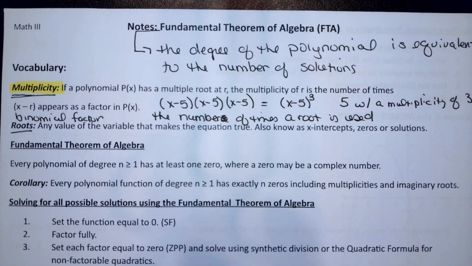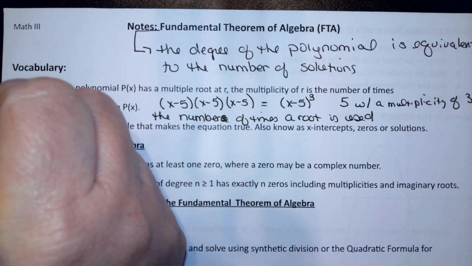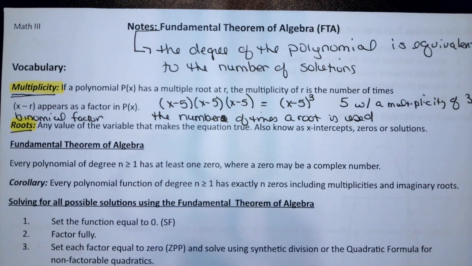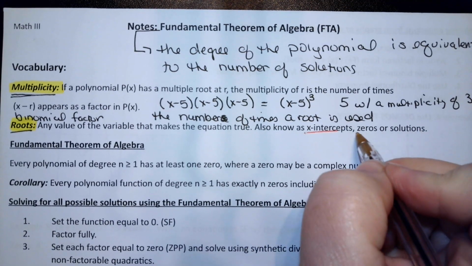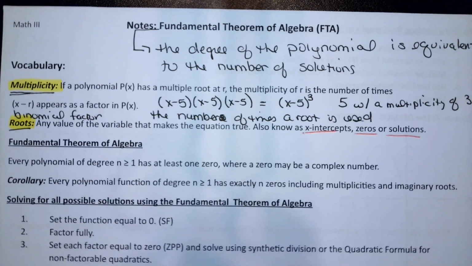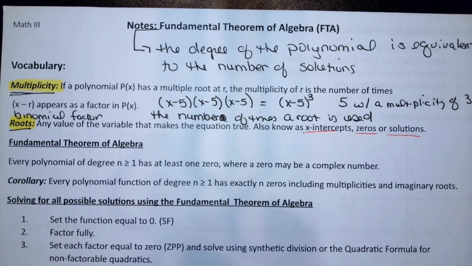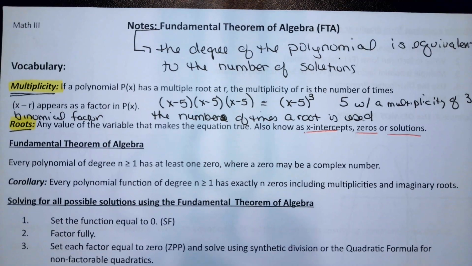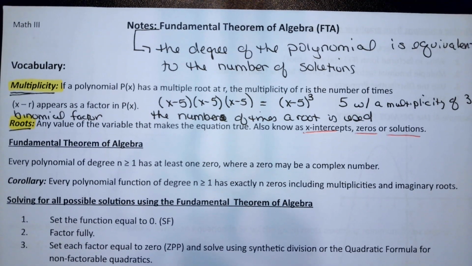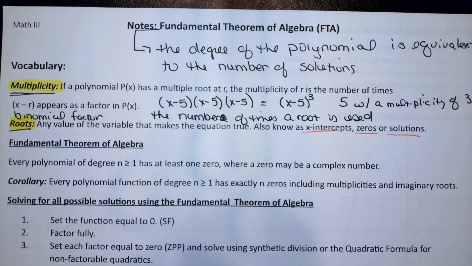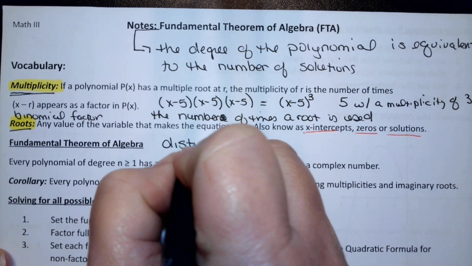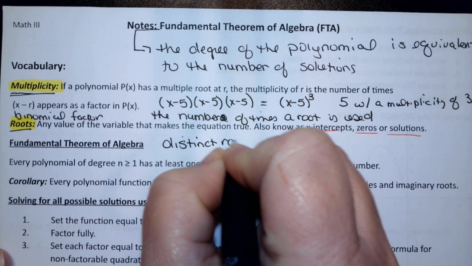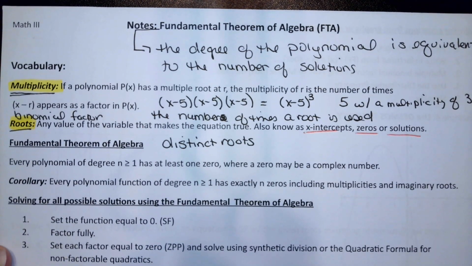Alright, so then we've got roots. Now we've talked about roots for several lessons now. Alright, roots are any value of the variable that makes the equation true, also known as x-intercepts, zeros, or solutions. Alright, so the number of solutions could be different from the number of x-intercepts, depending on how it's worded. So for example, if it says distinct roots, how many distinct roots do you have?